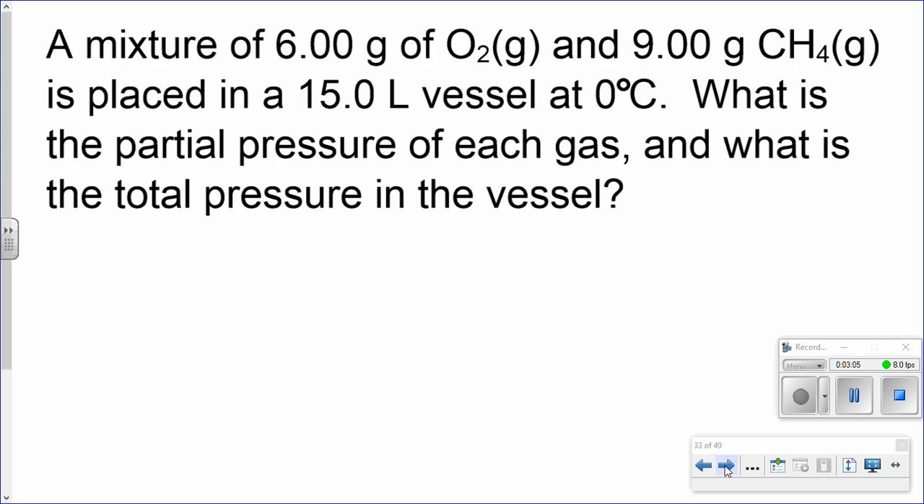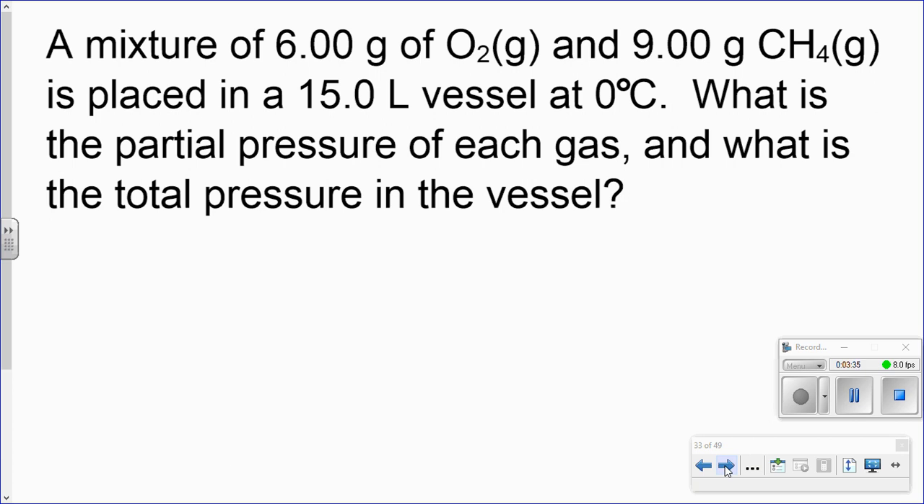So here's a problem. Let's take a look at this. We have a mixture of 6 grams of O2 and 9 grams of CH4. It is placed in a 15-liter vessel at 0 degrees Celsius. What is the partial pressure of each gas, and what is the total pressure inside the vessel? If we have a mixture of 6 grams of O2 and 9 grams of CH4, and we're just putting them in a vessel, not reacting them, they want to know the partial pressure of each gas.